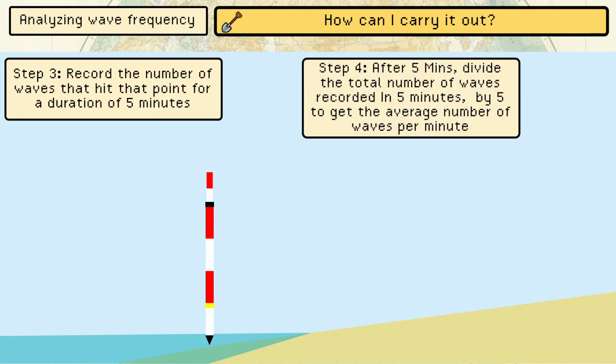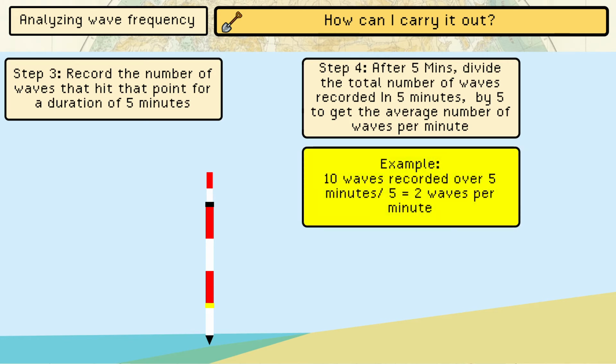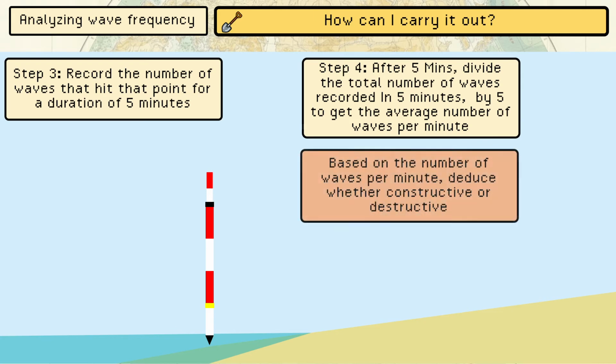Then after you time 5 minutes, you will divide the total number of waves recorded in 5 minutes by 5, because you measured 5 minutes. Now you want to find out the average number of waves per minute. So in order to find that, you divide the number of waves by 5, which is 5 minutes. For example, I recorded 10 waves over 5 minutes. Remember, you put your observed number of waves divided by your time, which is 5, so you get 2 waves per minute. My question to you is, based on the number of waves per minute, so we have 2, was it constructive or destructive?